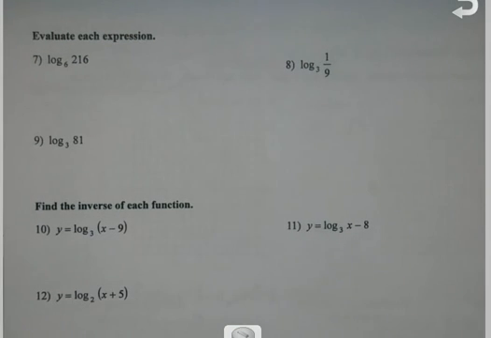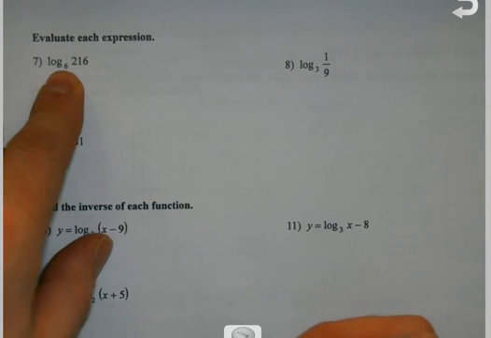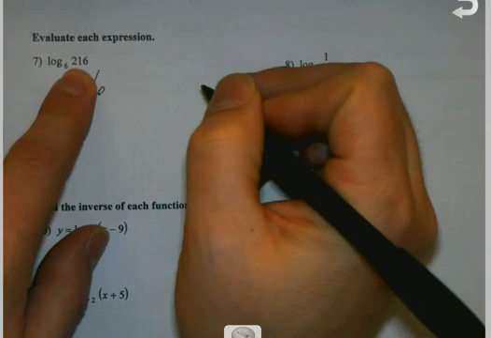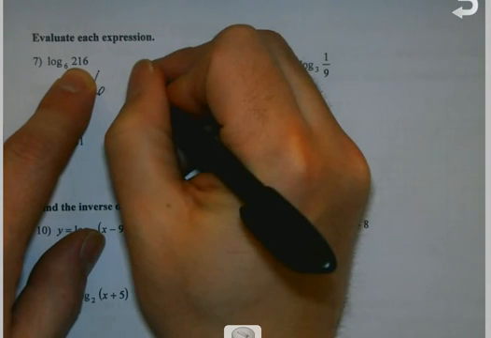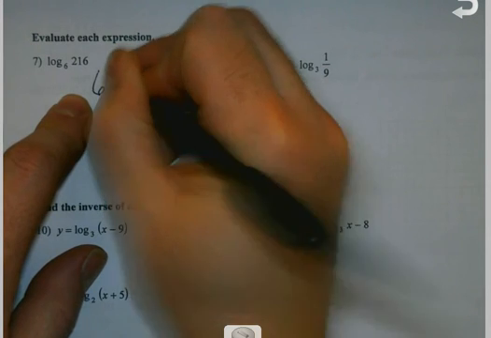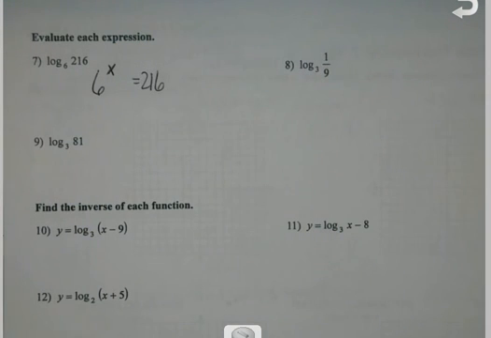So what I'd like to do is hit up one of each of these with you, just to make sure, kind of do it as a review. So evaluate each expression. So remember what we were talking about yesterday. Okay, that's my little number. That's always going to be my base. This is always going to be my answer, my solution. So it's my job to figure out what power I take 6 to get 216.